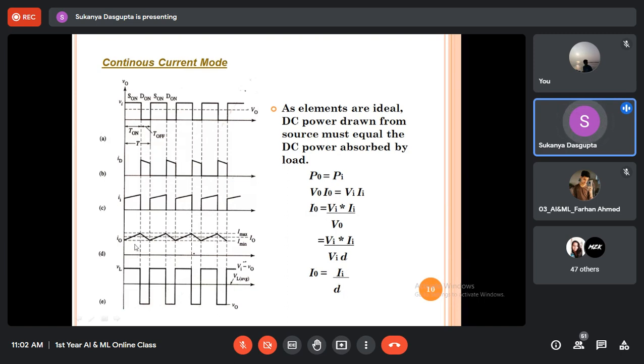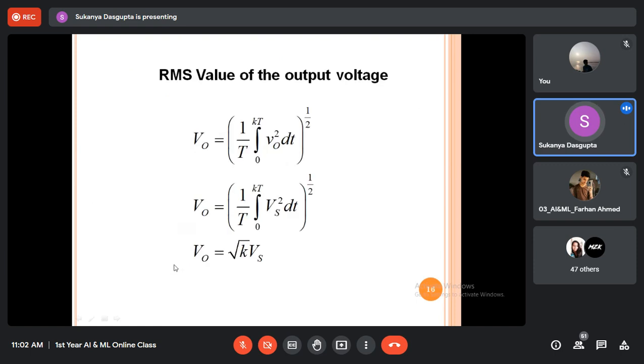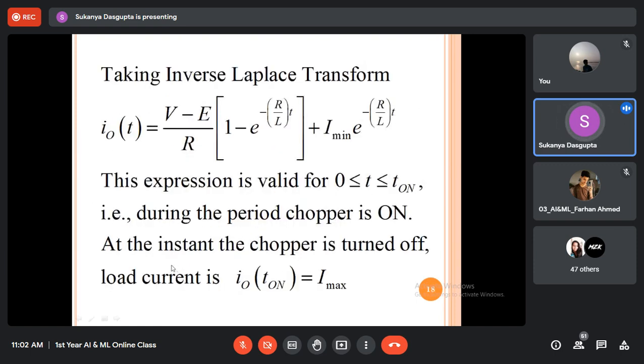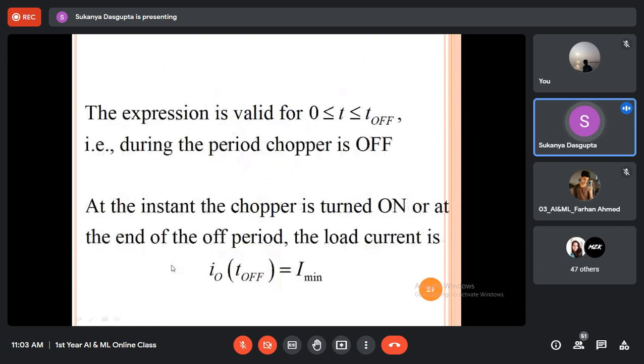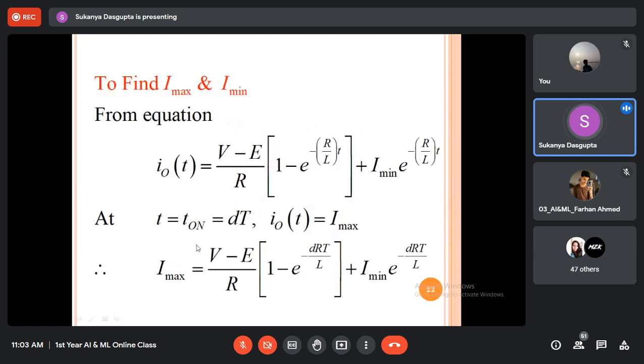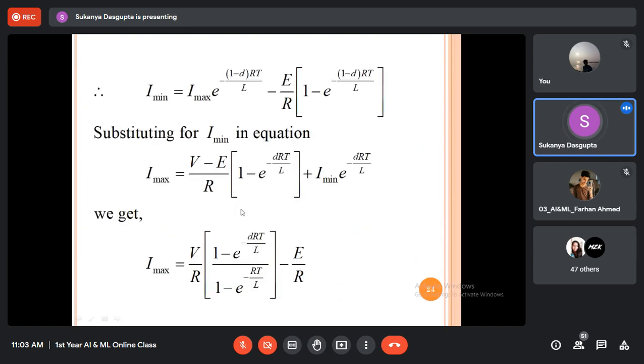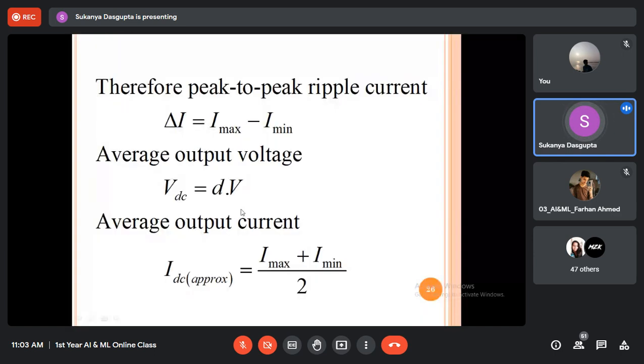So we need to connect a suitable filter circuit across the load in order to reduce this ripple. But before that, we need to detect how much ripple is present in the circuit. Now, for the detection of this ripple current, we need to consider this mathematical derivation to find this I max and I min. Finally, by using this relationship, we can calculate the peak-to-peak ripple current of buck converter.